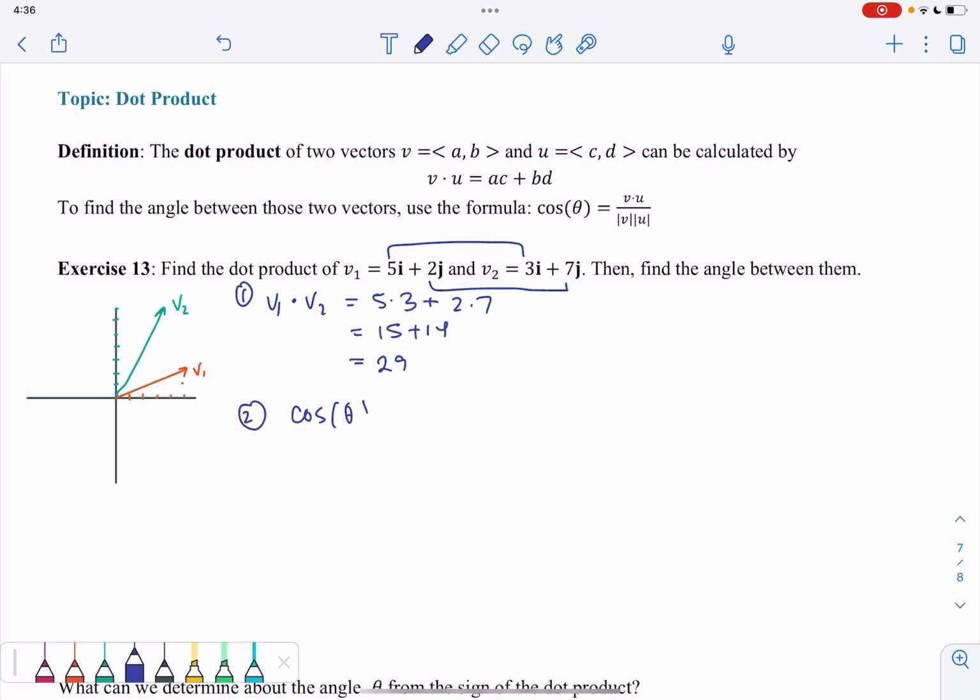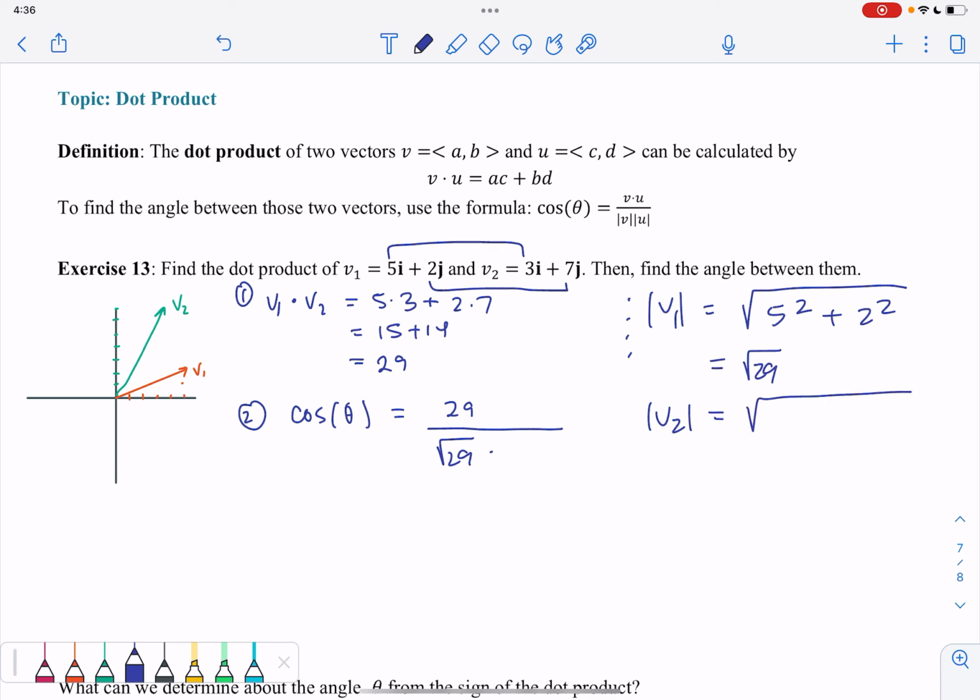So what's the angle between them? Well, cosine of theta, right? At first I need to start with cosine of theta before I isolate theta. So is the dot product 29 over their magnitudes? Well, I haven't found their magnitudes yet, so I'm going to go over here and do that. The magnitude of v1 is the square root of horizontal component squared plus vertical component squared, which is the square root of 29. So square root of 29 goes down here. The magnitude of v2 is the square root of 3 squared plus 7 squared, which is 9 plus 49, the square root of 58. So this is the square root of 58.